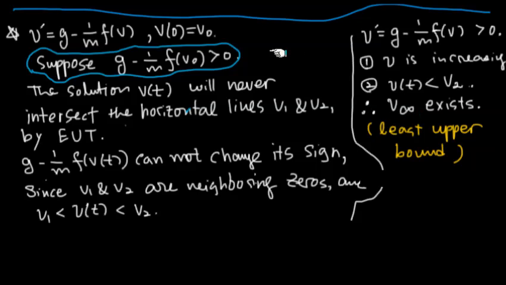If we assume this one is less than 0, then it corresponds to decreasing, and it's going to be bounded below by v1, and therefore the same least upper bound property forces the existence of this limiting velocity, and therefore it has to be v1. So that concludes the discussion of the existence of a limiting velocity.